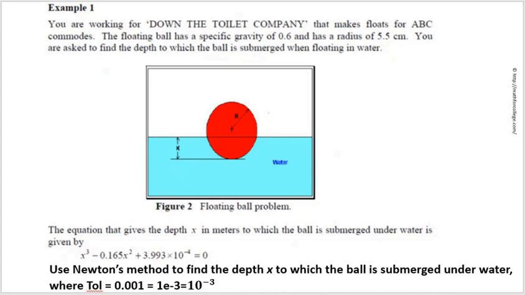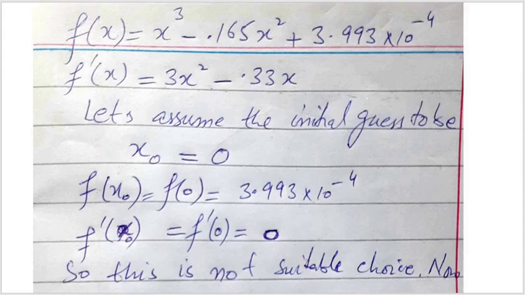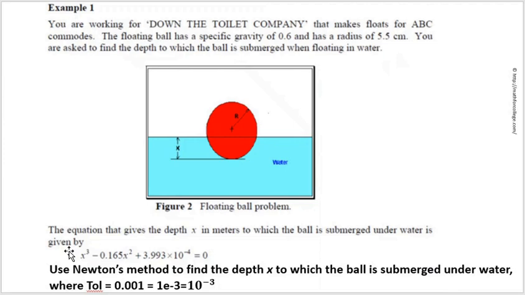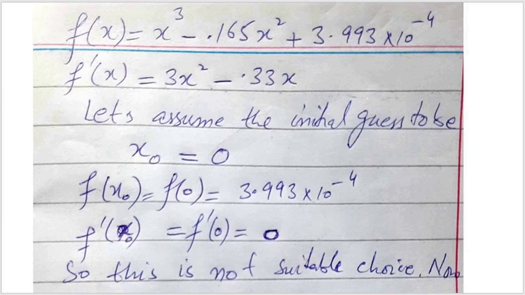So students, let's start the solution of this example now. First of all, this is important here. Initially you had considered a function, where I had discussed the method. So here from this equation, you need to find the function. So what is the function? f of x is equal to 0. It means this portion is your f of x. The left hand side of this equation is your f of x, and f of x is equal to 0. It means you need to find the value of x such that this function is equal to 0. So students, now f of x is equal to x cube minus 0.165 x square plus 3.993 into 10 raised to the power minus 4.